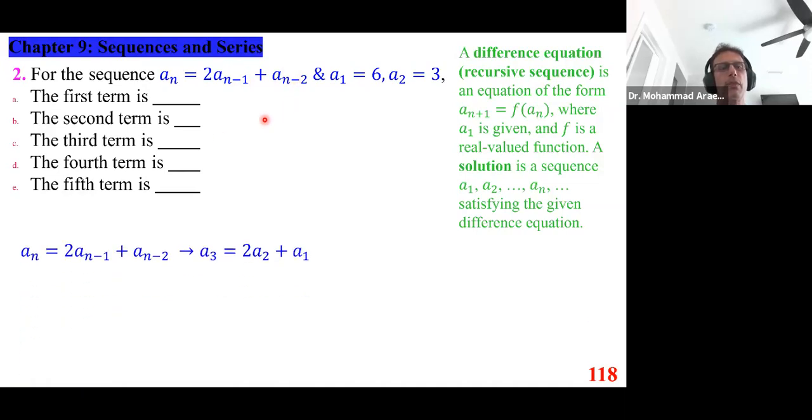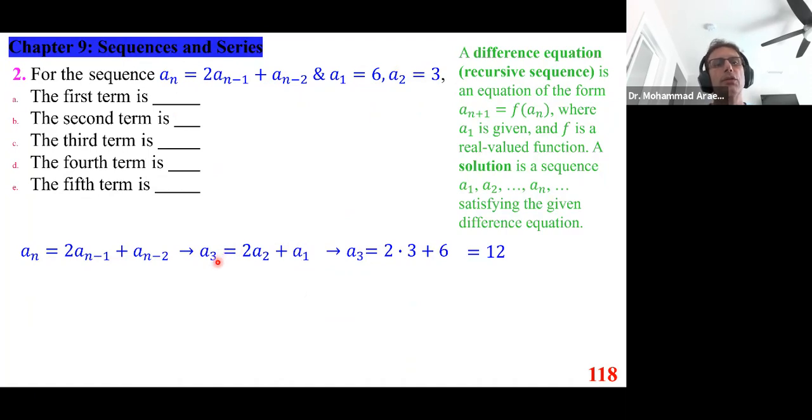So take a look. This is the general term. So I have the first one, I have the second one, I need the third one. Here's what happens. Now 2 times a sub 2, I'm going to replace it with number 3, plus a sub 1, I'm going to replace it with number 6. And it results in 6 plus 6 equals 12. Now I have a sub 1, a sub 2, a sub 3. The next one would be a sub 4.